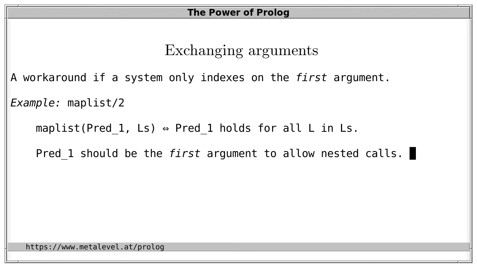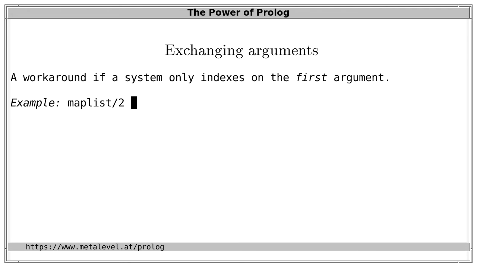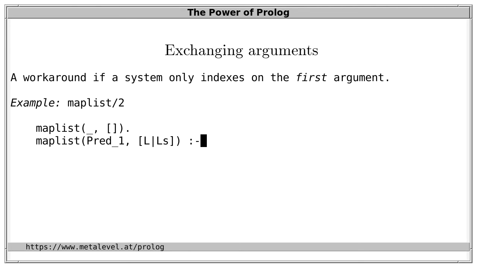And we really do want to specify the predicate that must hold as the first argument, because we want to make nested calls possible, such as maplist of maplist and so on, which describes a relation that holds for lists of lists and so on. So we can, for example, implement maplist as first, maplist holds for the empty list. And in that case, the predicate that's specified doesn't matter. And second, if there is at least one element L in the list, then the predicate must hold for L and maplist must hold for the tail Ls.